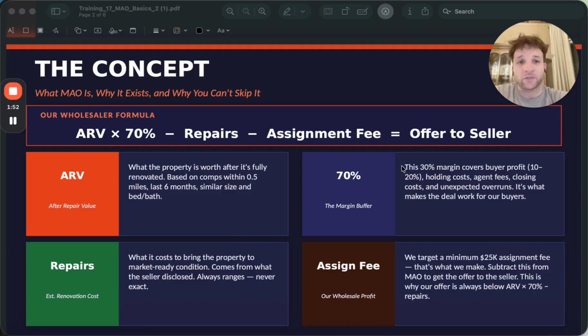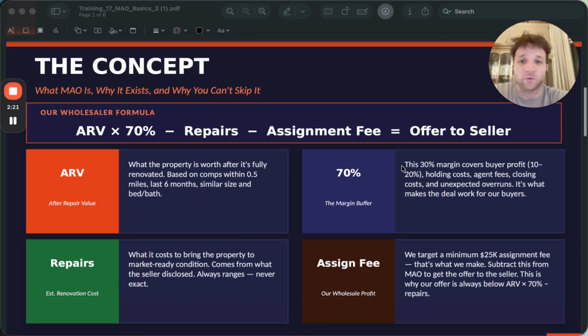That's what we make. So what you're going to do is subtract this from the MAO to get the offer to the seller. So this is why our offer is always well below ARV times 70% minus repairs. And we might fudge these numbers a little bit because they're all made up numbers anyway. So we might do ARV times 65% and we think the repairs are 80. We might just give ourselves a buffer. We might say the repairs are 110, minus, let's say we want to make a 45K assignment fee. So as you start to move these numbers, the number gets much, much lower.